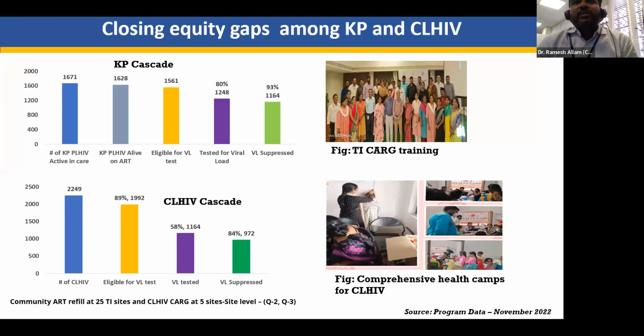This is again closing gaps among key population groups. This is an example from Andhra Pradesh where we have seen that most of the key populations who are on ART have suppression rates of more than 93%. And the state also started to dispense ART directly from the community settings where the TA NGOs are located.